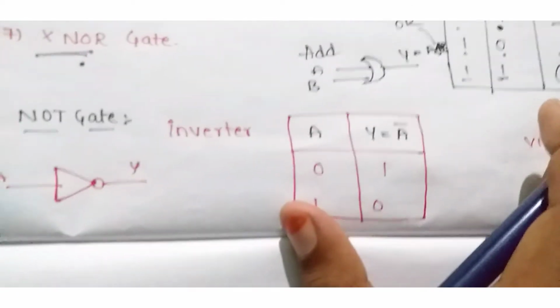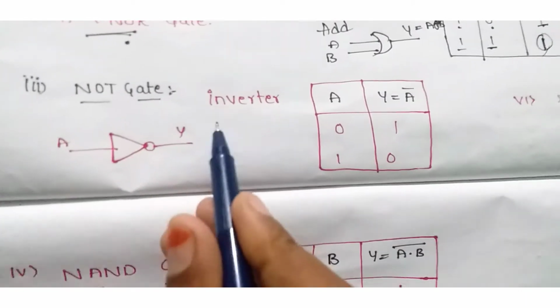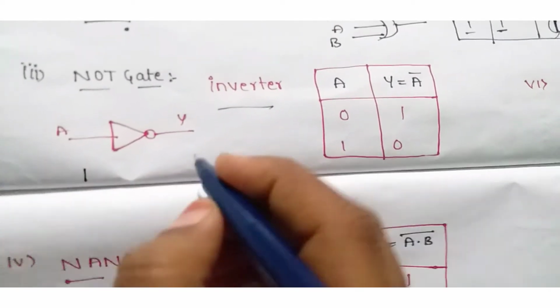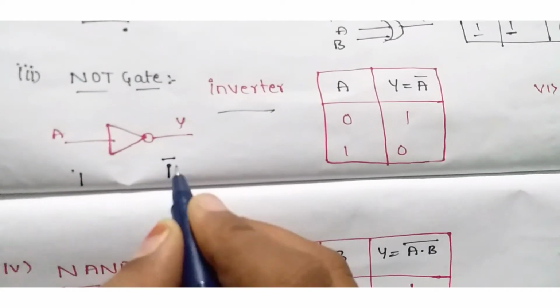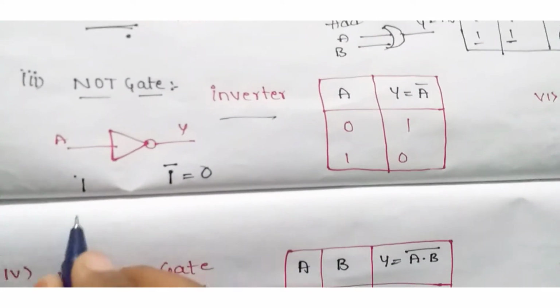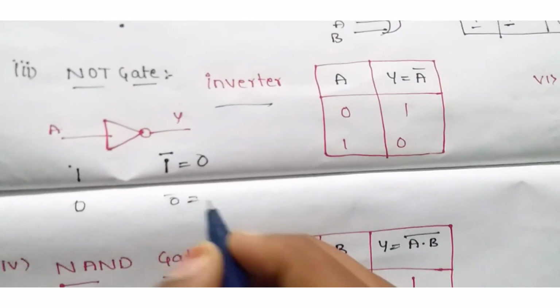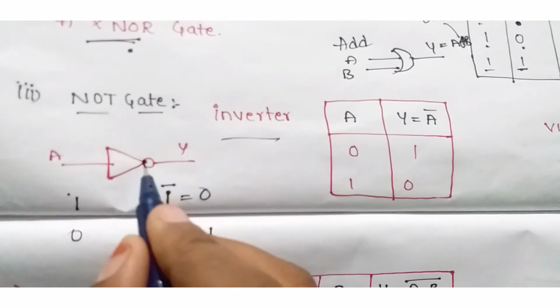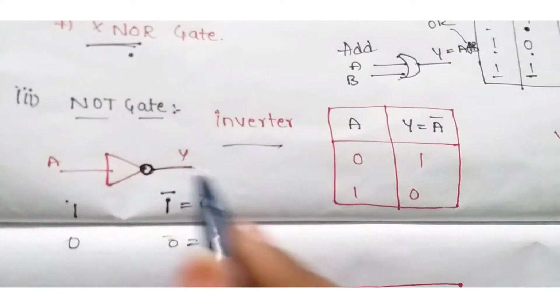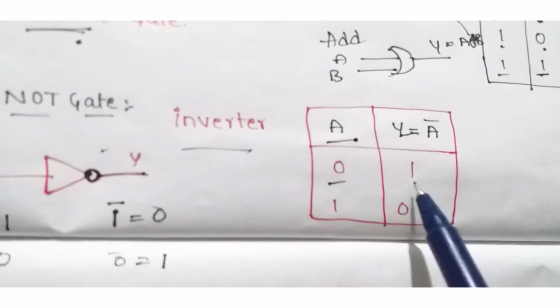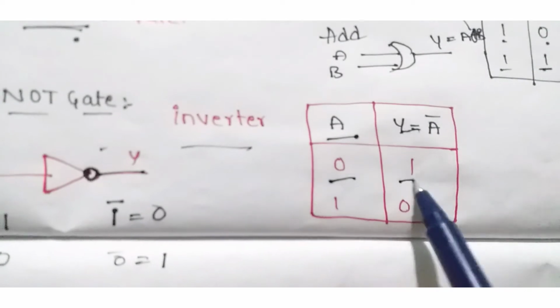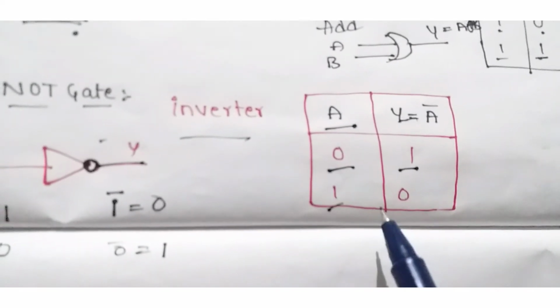Let us see the NOT gate. NOT gate means inverter. If we have 1 as input, we get 1 bar, so 0. In the same way, 0 gives 0 bar, so we get 1. In the NOT gate we represent a bubble, with a single input and single output. Here, A is the input and Y is the output. When we give input 0, we get 1 as output, and when we give 1 as input, we get 0 as output.